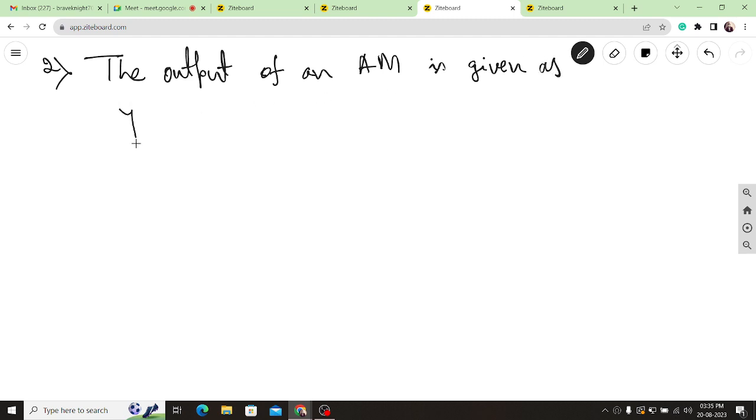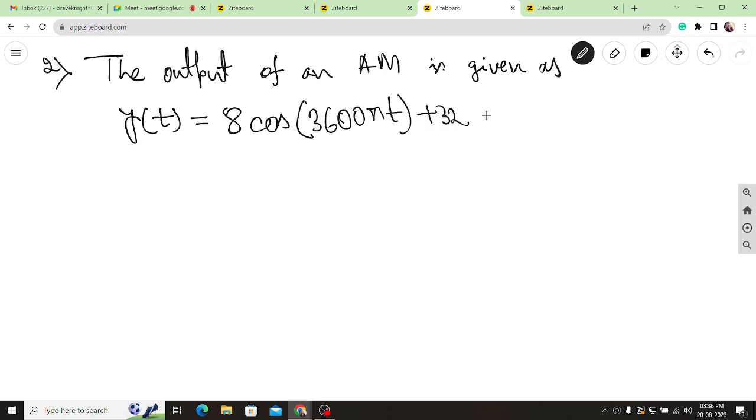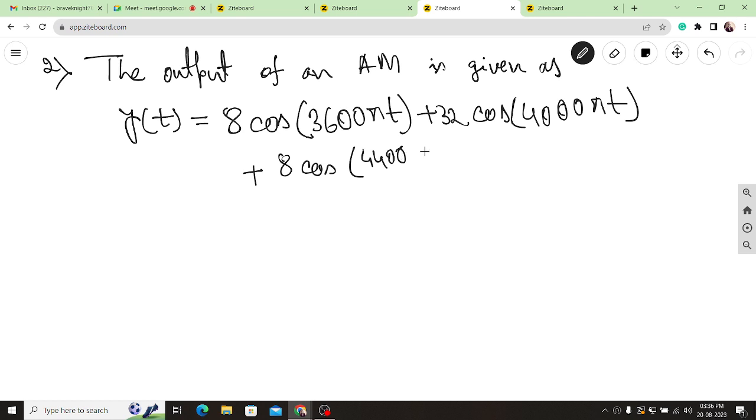Next question says, the output of an AM modulator is given as y(t) is equal to 8 cos 3600 pi t plus 32 cos 4000 pi t plus 8 cos 4400 pi t.